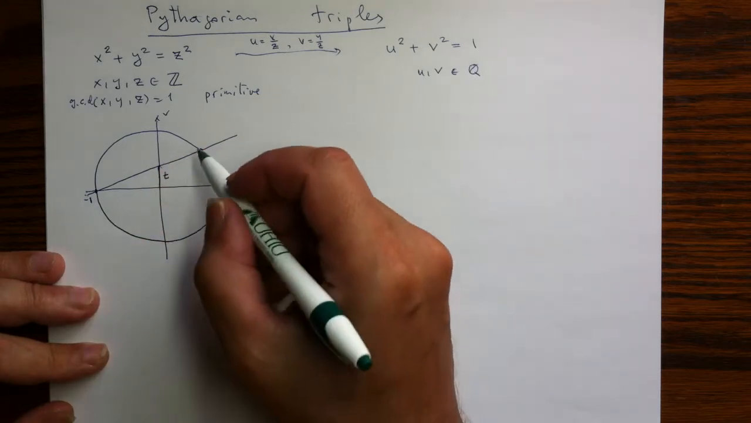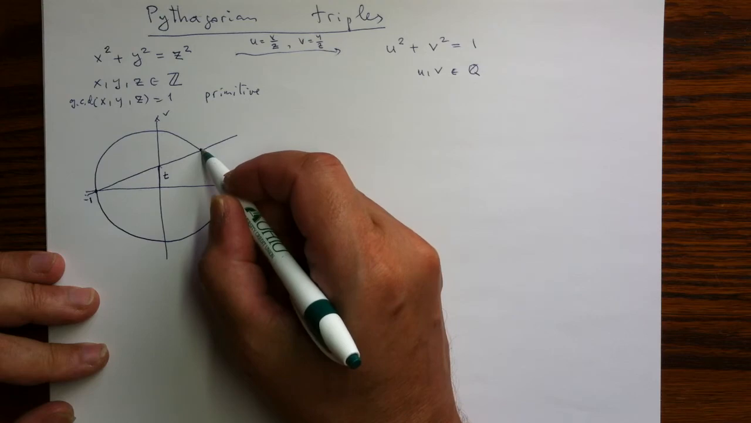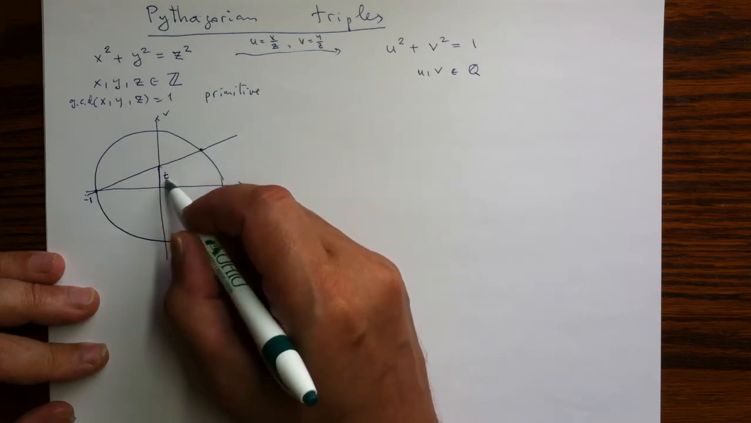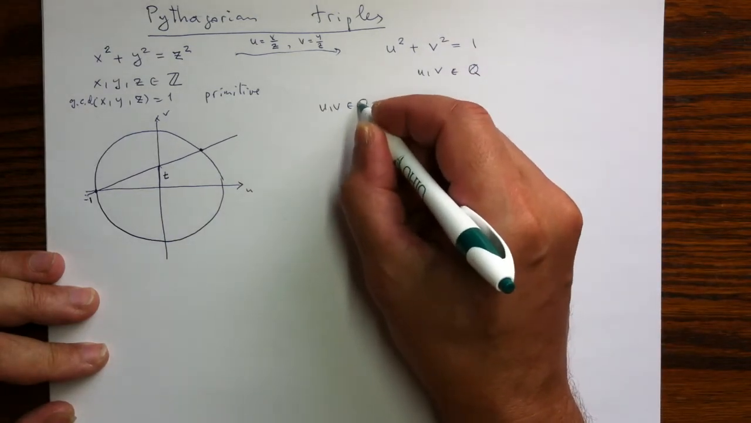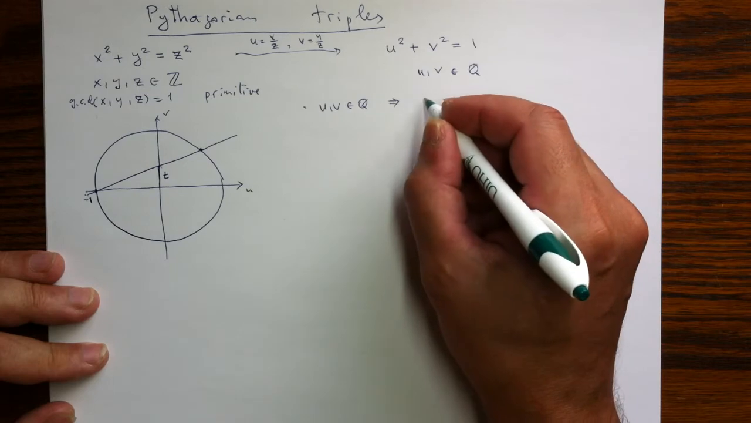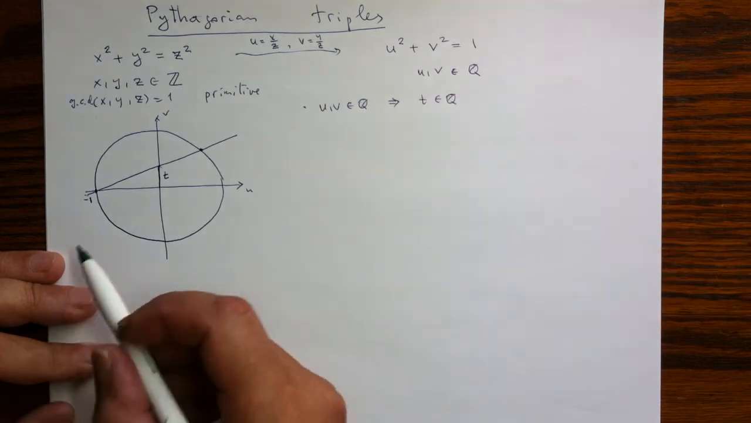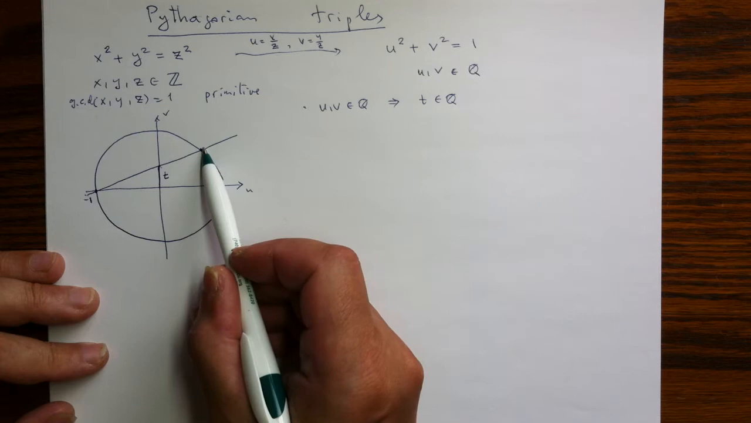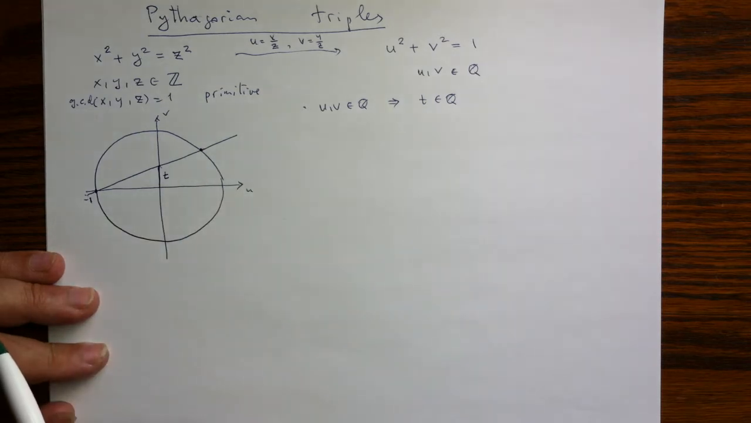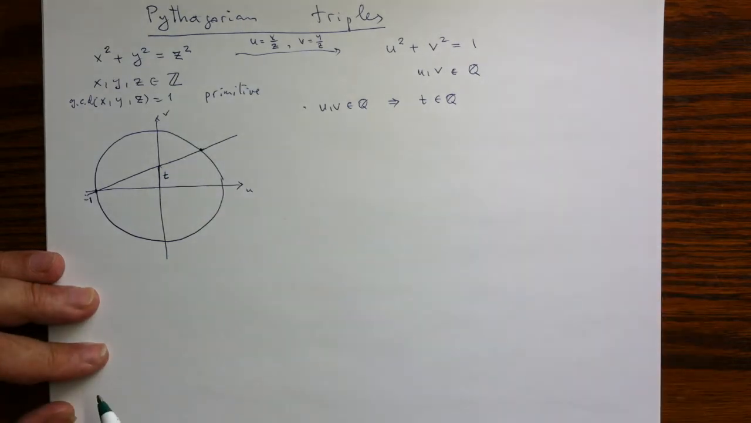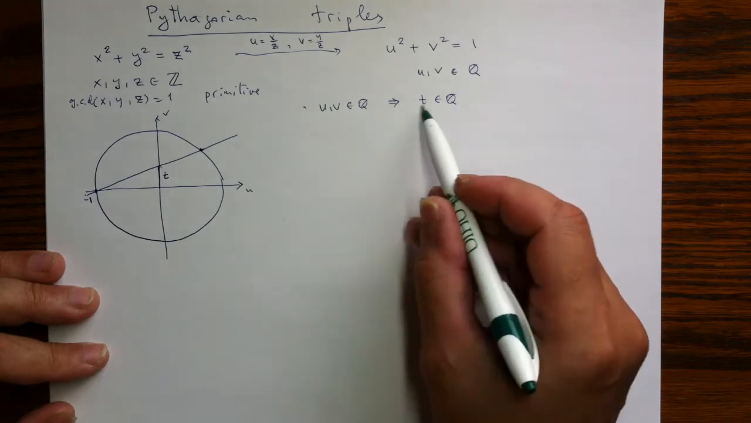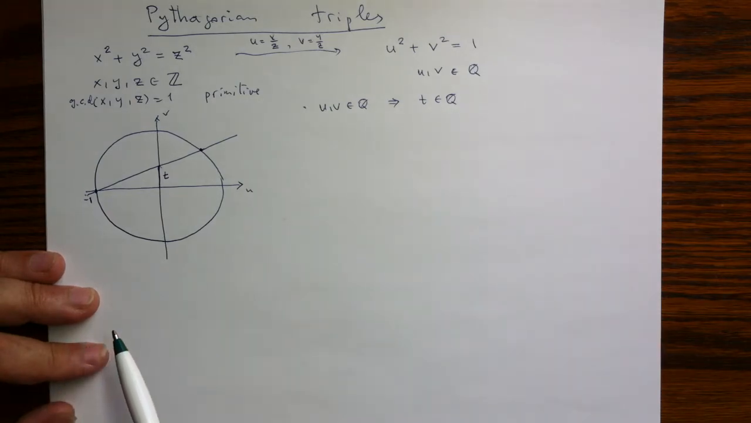So the first easy statement: if this point has rational coordinates u and v, then this t has to be rational. And that is easy, because if u and v are both rational numbers, then this line must have rational coefficients in its line equation, and hence the v-intercept of this line will have to be rational. So that is clear from just basic geometric and algebraic facts.